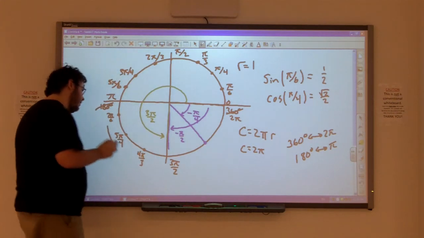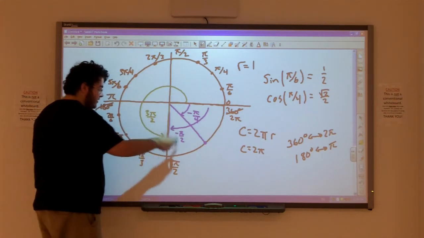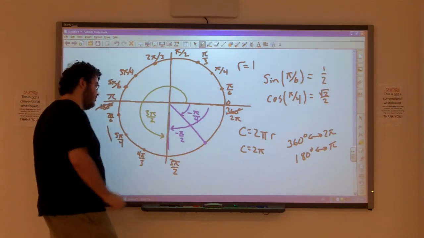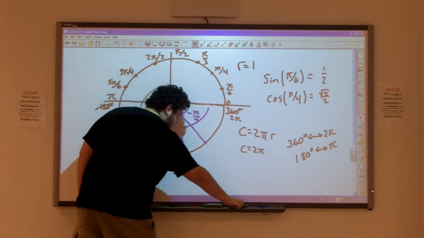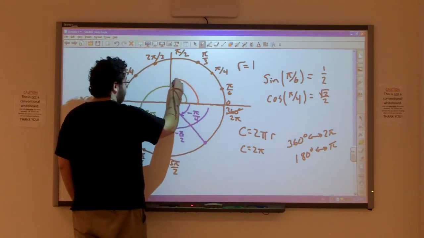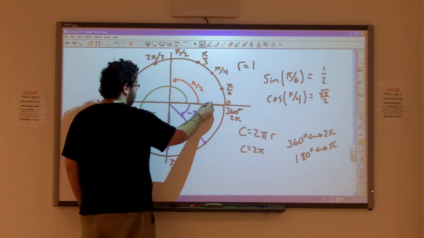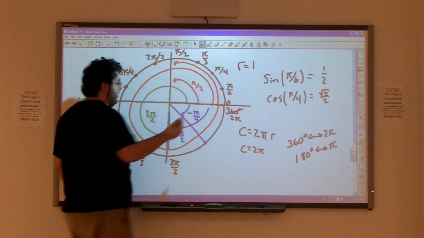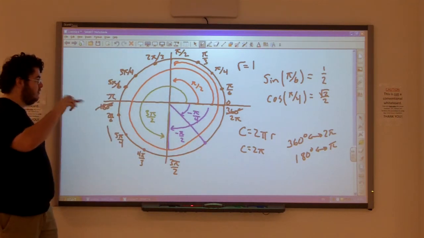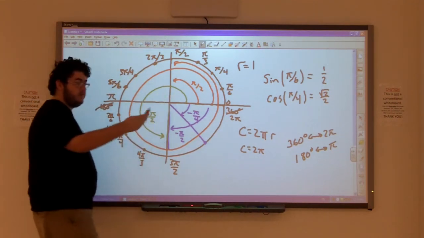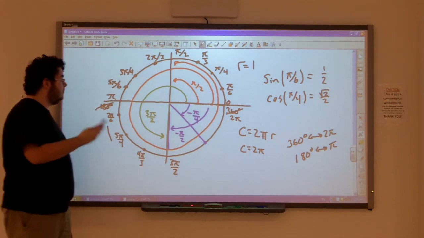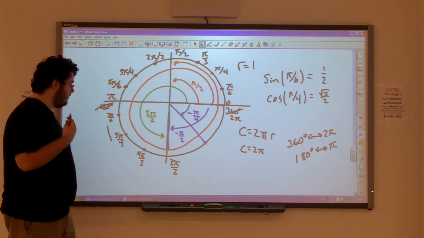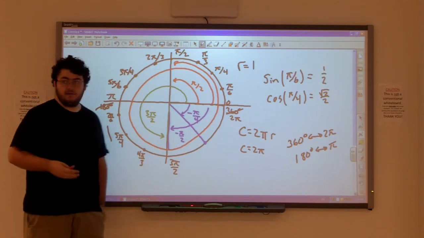So while it's true that sine of 3 pi over 2 equals sine of negative pi over 2, we still consider them different angles. Just like we can say pi over 2 is a different angle than pi over 2 plus 2 pi. So just going around the circle one more time. Yes, they'll have the same sine, cosine, tangent, secant, cosecant, and so on. But we still call them different angles. So that's the idea of a coterminal angle and negative angles.